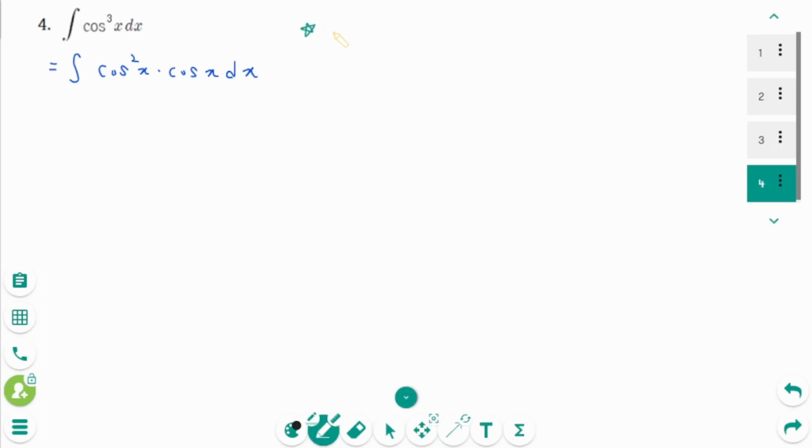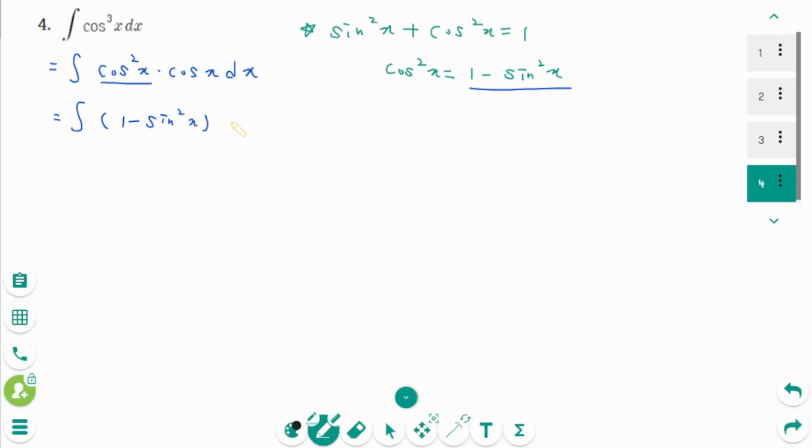Number 4, we can rewrite as the integral of cosine squared x times cosine x dx. Use the trigonometric identity sine squared x plus cosine squared x equals 1. Move sine squared x to the right. Cosine squared x equals 1 minus sine squared x. Back to the original, the integral of cosine squared x equals 1 minus sine squared of x times cosine x dx.